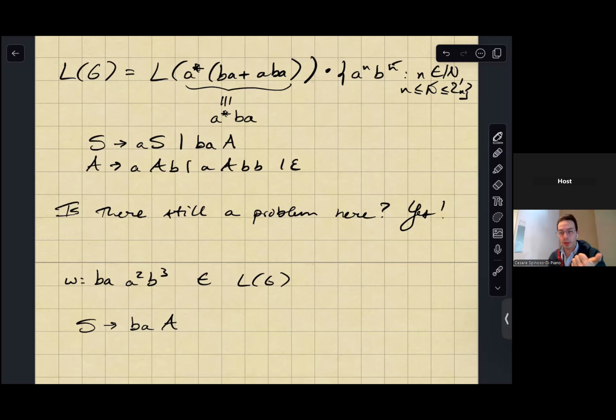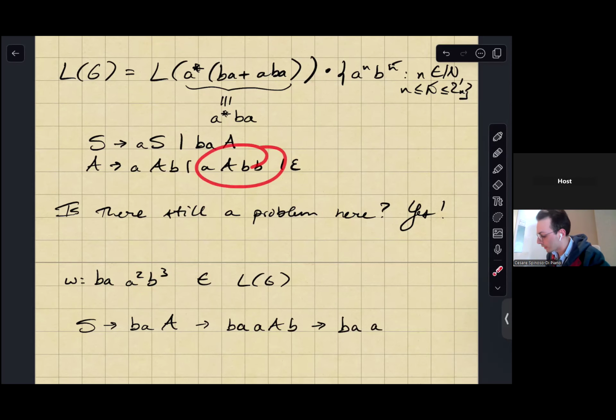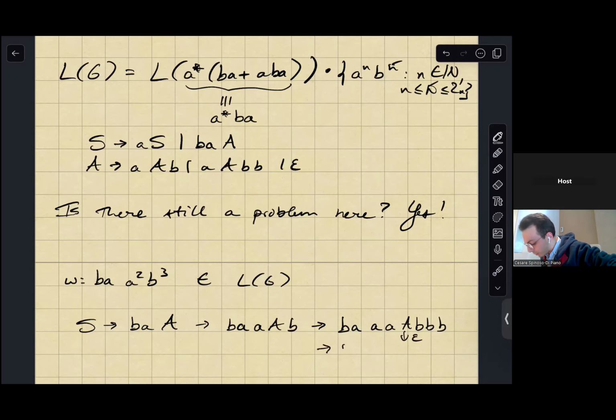So let me first generate the one A, and then generate the other A, where for the first one let me just write it. Jeez, too much talking, not enough writing. So let me first replace this A with AAB, and then replace it using this guy. So then I add this extra A, and then I add two more B's, and then I have A, and then I replace that with the empty string. So then I get BA and then A2, B3.